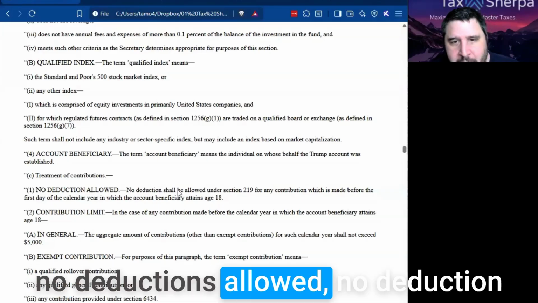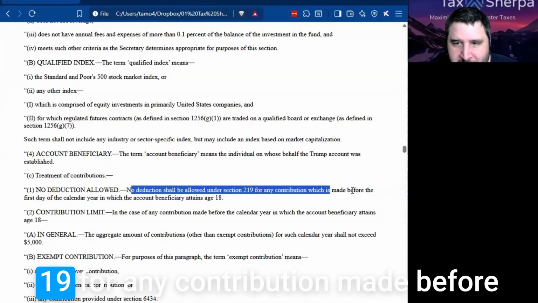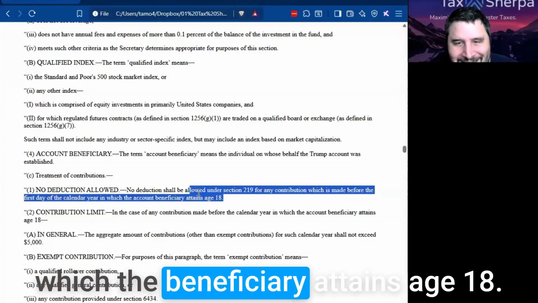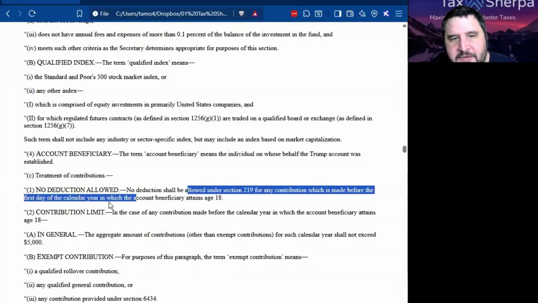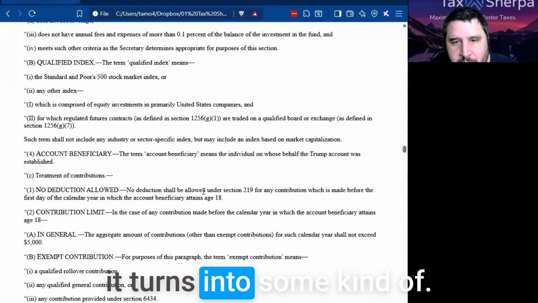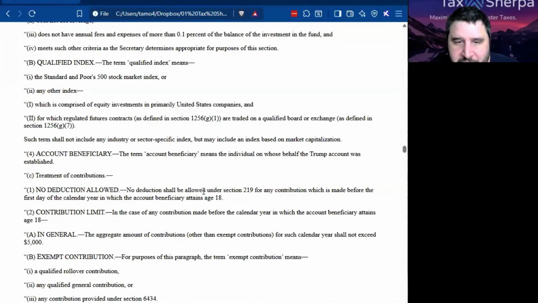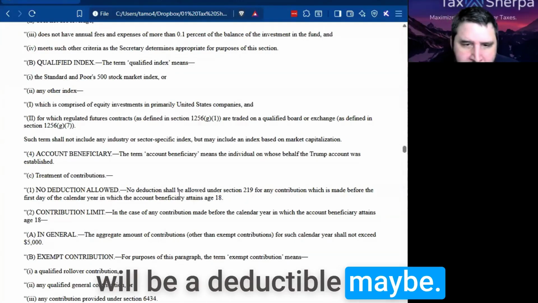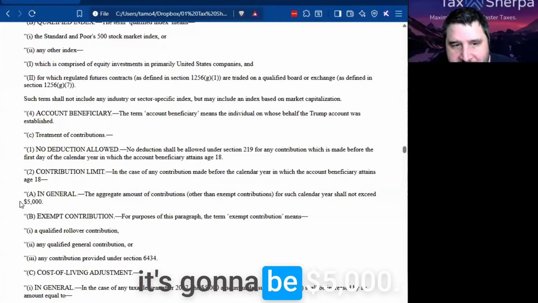No deductions allowed. No deduction shall be allowed under Section 219 for any contribution made before the first day of the calendar year in which the beneficiary attains age 18. So what this is kind of implying is that at age 18, it turns into some kind of traditional IRA, at which point those contributions will be deductible. Maybe.